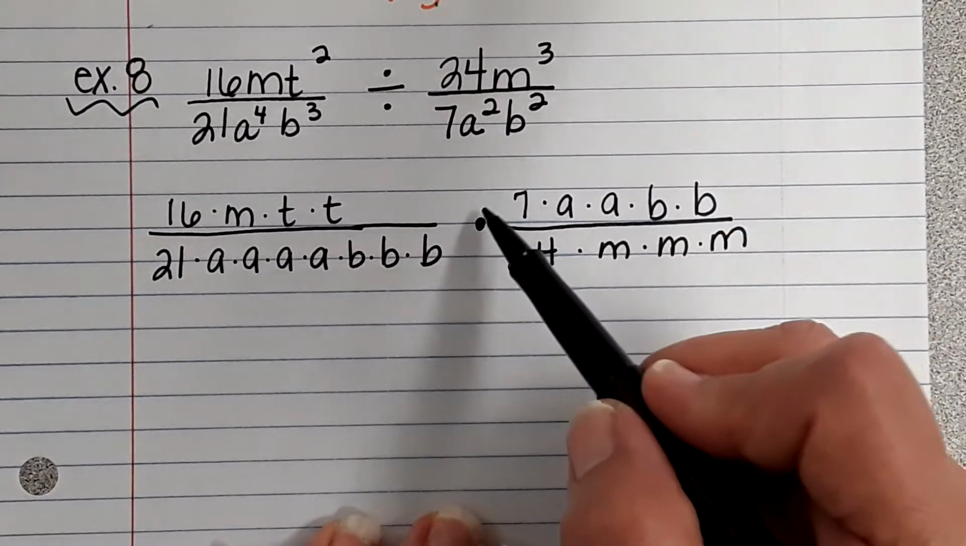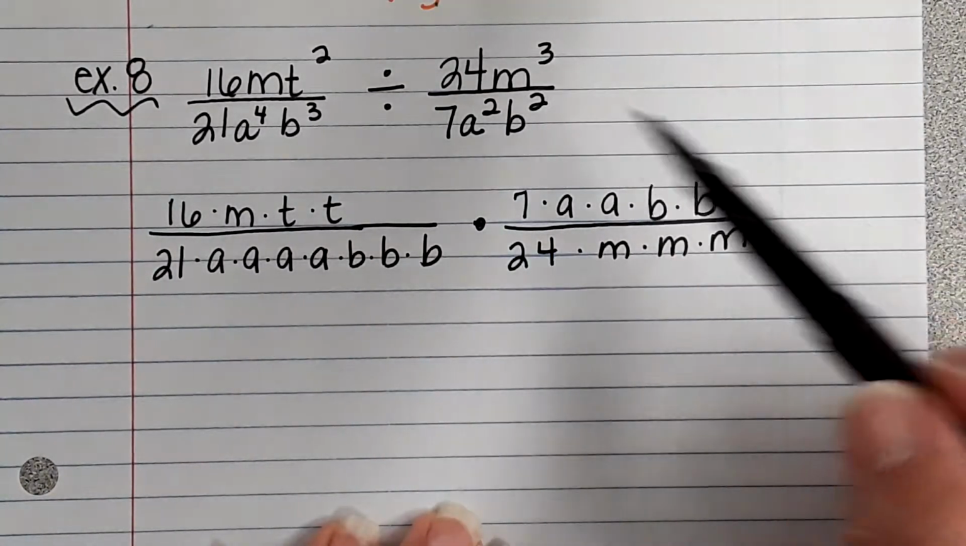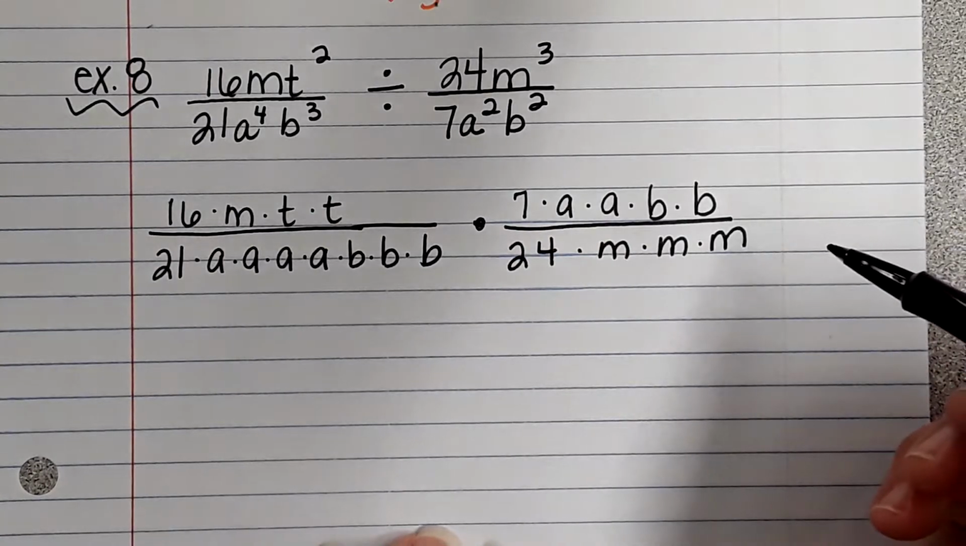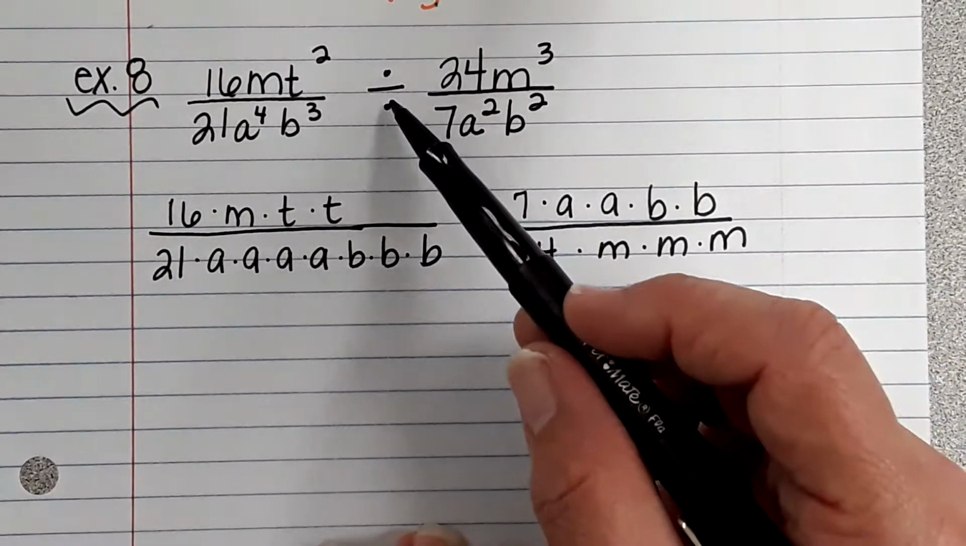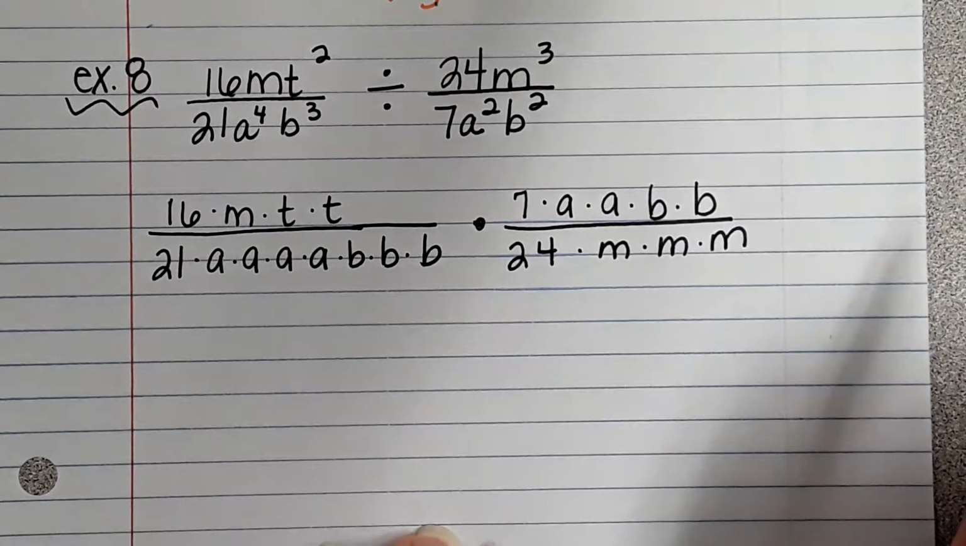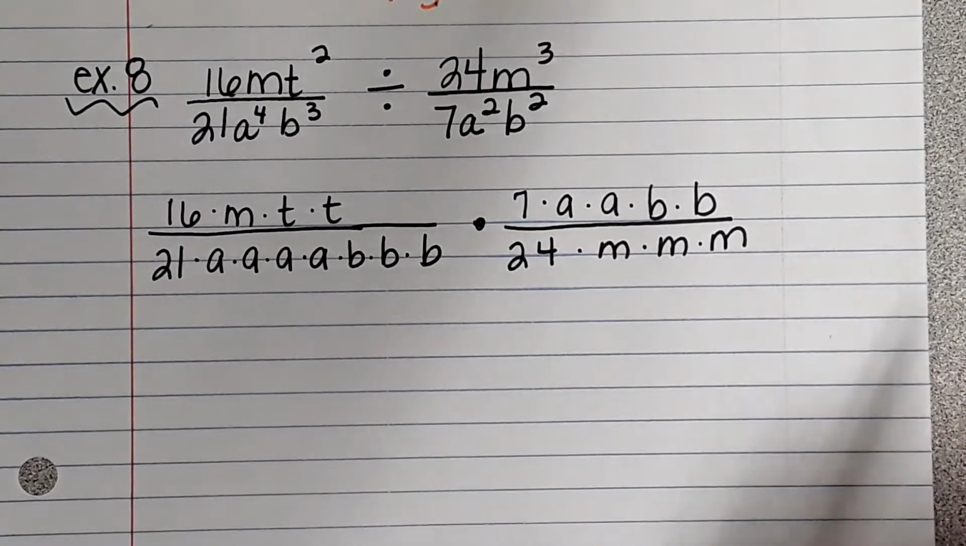So why change to multiplication? Because anytime you divide fractions, you always change division to multiplication and flip it upside down. That's the old school rule from when you used to multiply regular fractions and divide regular fractions.